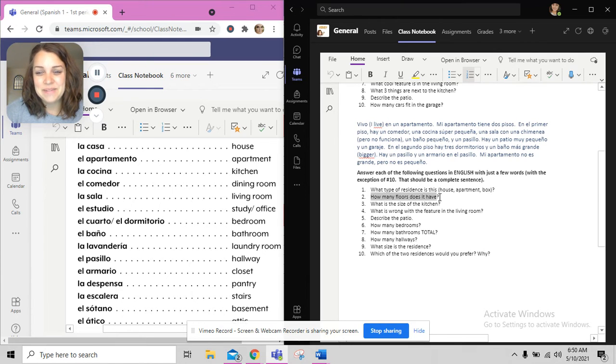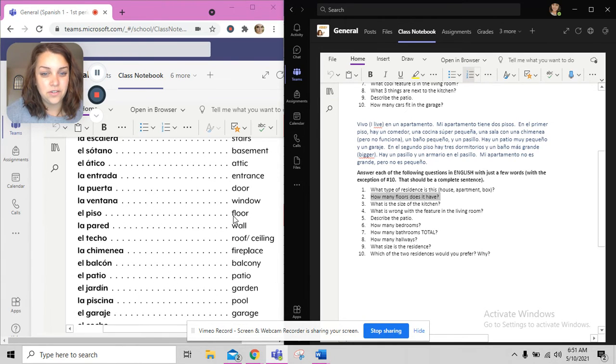Number 2 says, how many floors does it have? So remember the word for floor. If you don't remember it, go back to your vocab list and look. Okay, so floor, we have el piso. So look for the word piso. Here it is. Right, and right in front of it is the number. So go ahead and type that number in English for your answer.